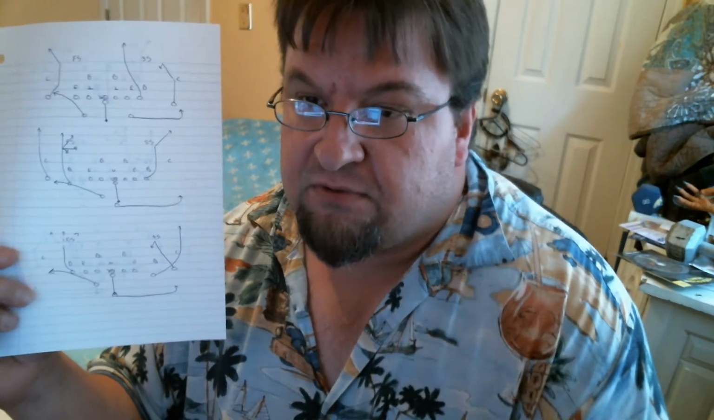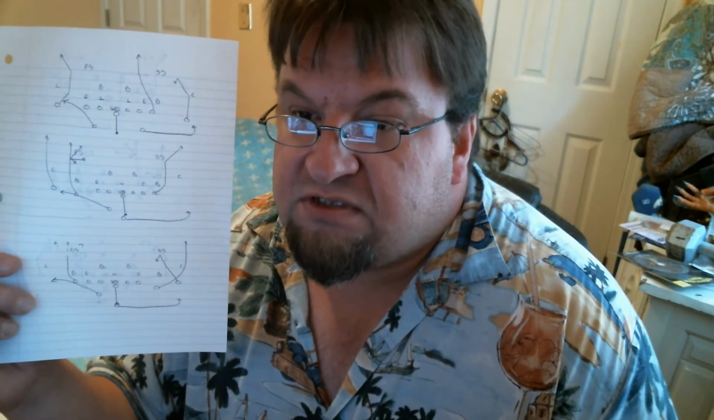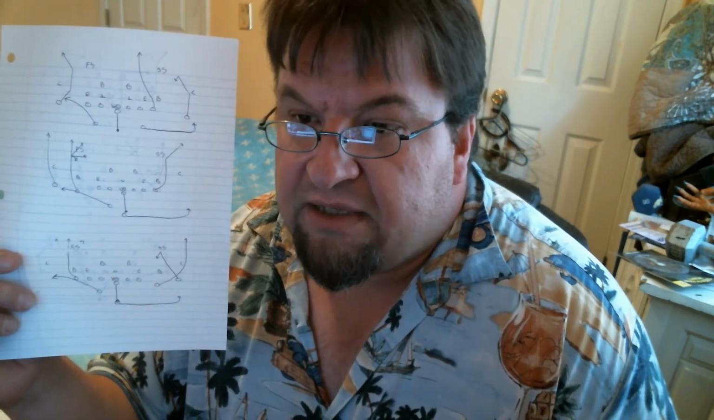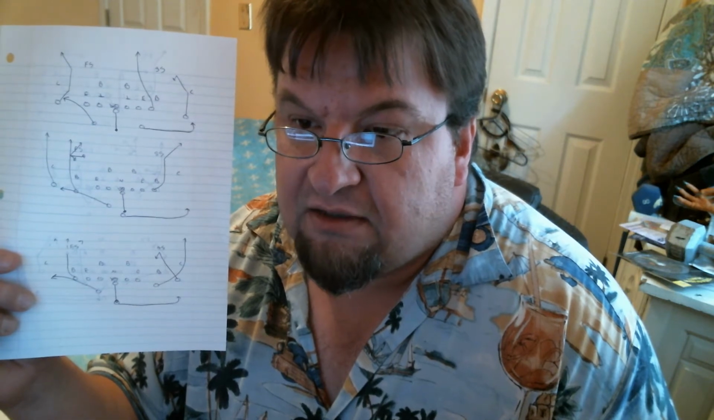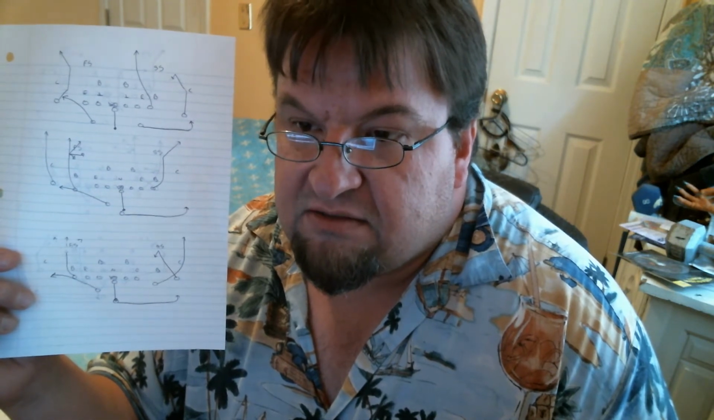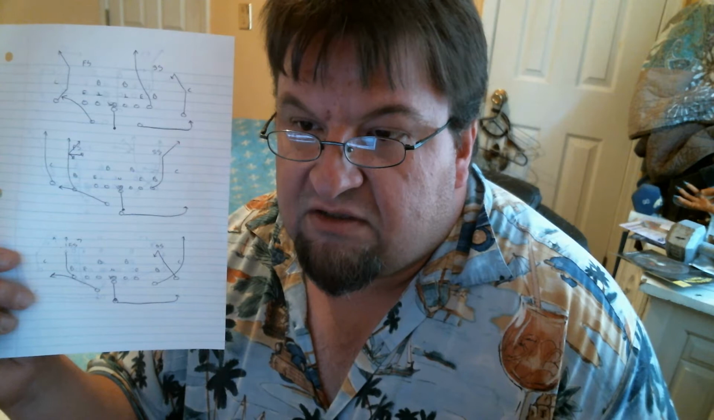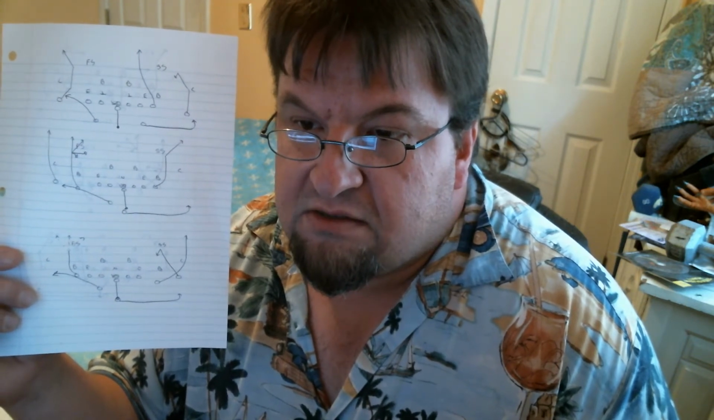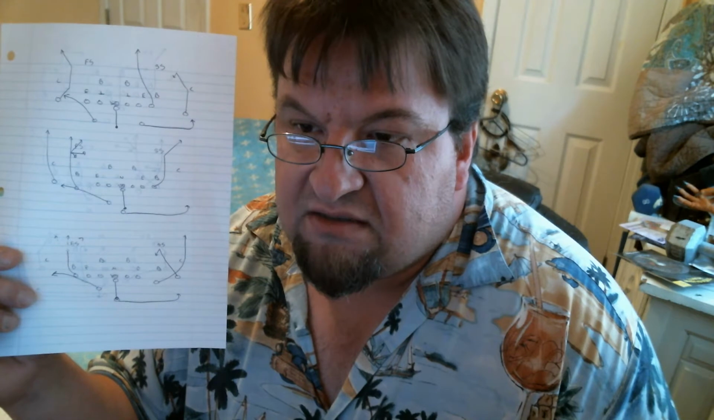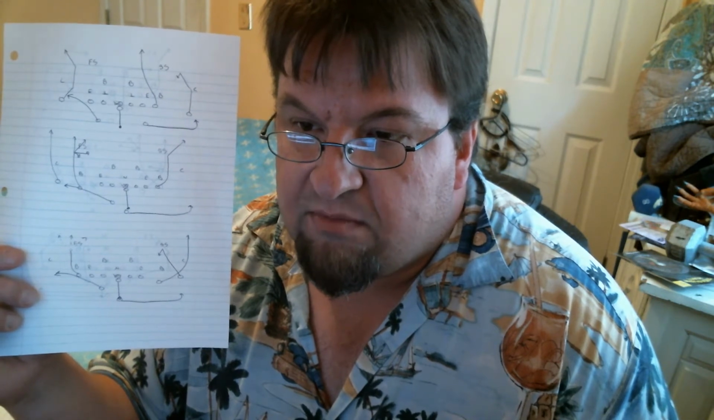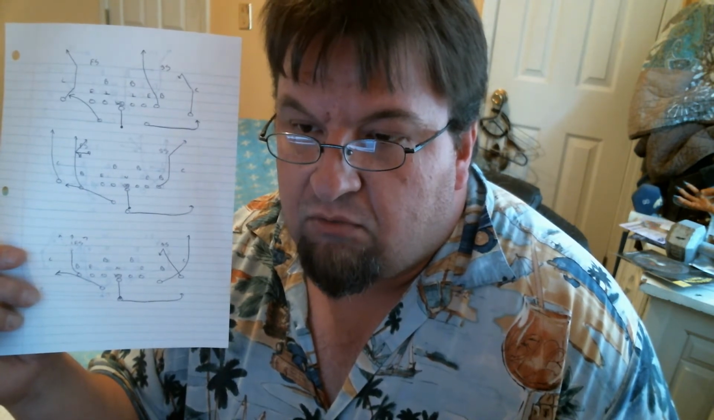Y is going to run a choice route. His choices are the corner, the seam, or the post, all based on how that free safety attacks and aligns him. The free safety goes back, he can break it down and sit in an area. Free safety comes up and attacks him, you can run right past him.